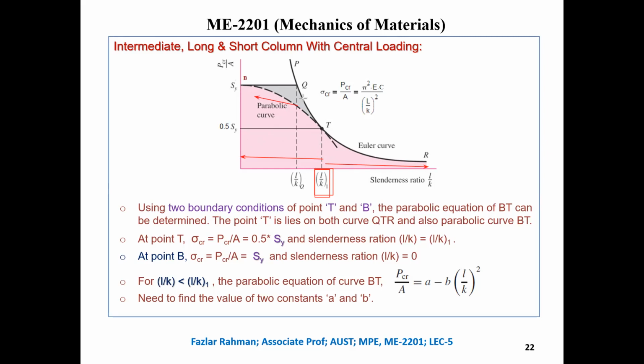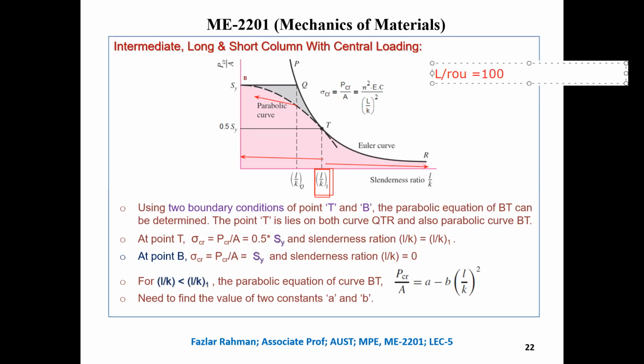For example, I'm giving you a column. You know the physical length of the column. You figure out the cross-section area of the column. Then you figure out I minimum and I maximum. Then you figure out rho equal to the root of I minimum by area, right? Then you find L by rho. For example, you found 100.